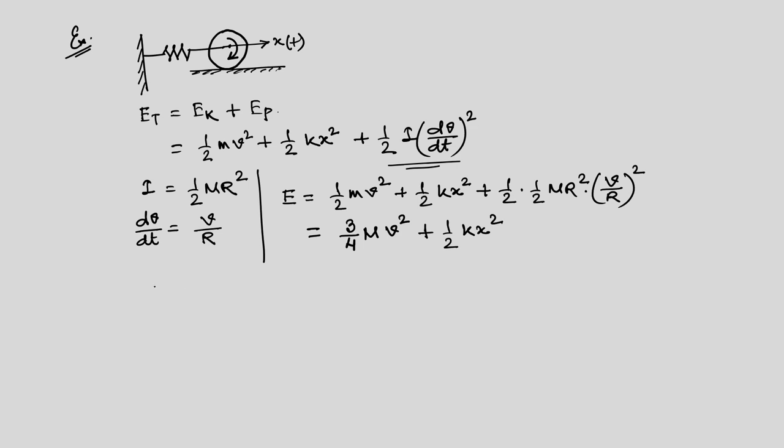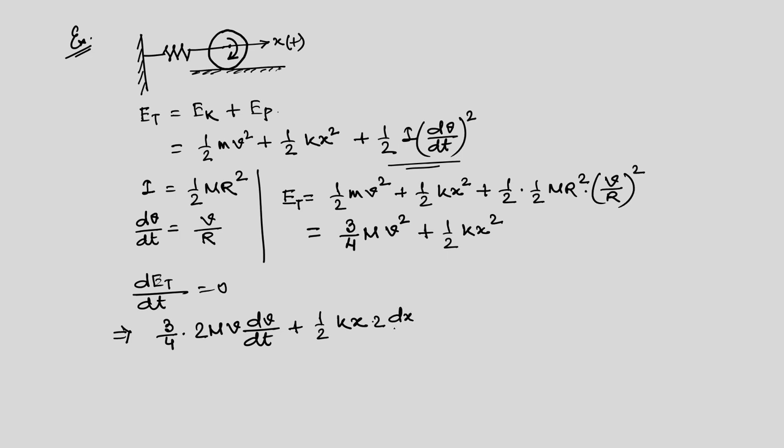Now, again we apply the same condition. So, total energy, we differentiate that with respect to time and equate that to 0 because there is no non-conservative force acting. Now, in this case what we will have 3 by 4 times twice m v, and then obviously dv dt plus half kx times, there will be 2 dx dt, and this is equal to 0.